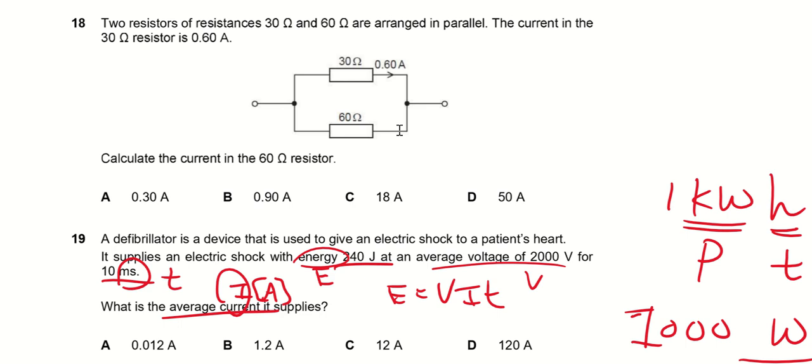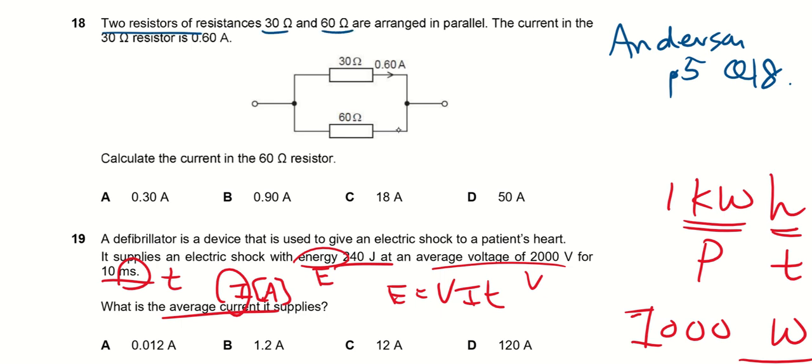Now we will go and do DC circuit. So the first question comes from Anderson. This is on page 5, question 18. We have two resistors of resistance 30 and 60. They are arranged in parallel. So we have 30 and 60 here.